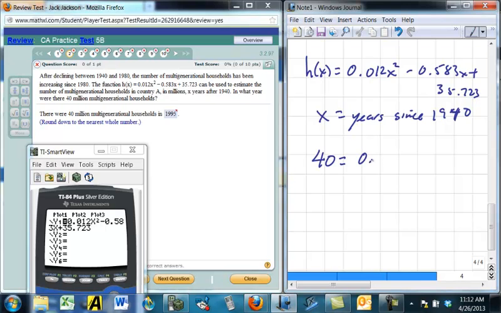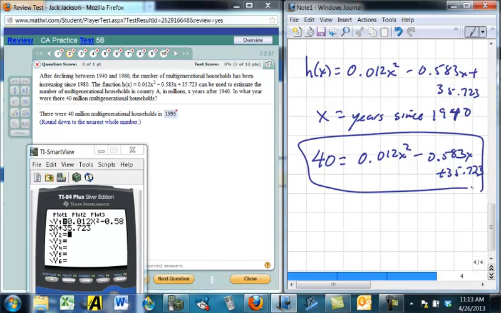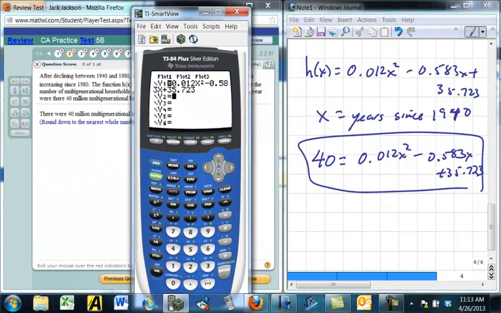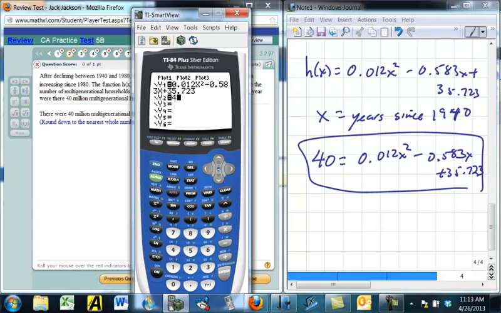40 equals this. So we're solving this equation. Well, I would get 0 on one side and then use the quadratic formula. Or I can just take this, and since I have a calculator, I'm asking when this is equal to 40. So I'm just graphing this and seeing when they cross.